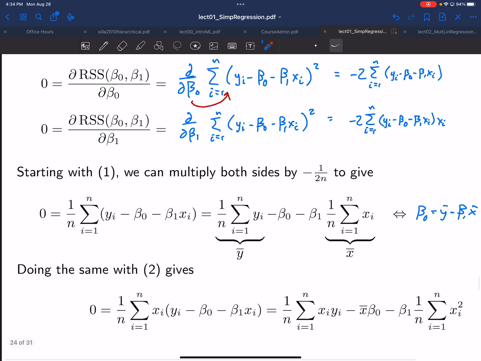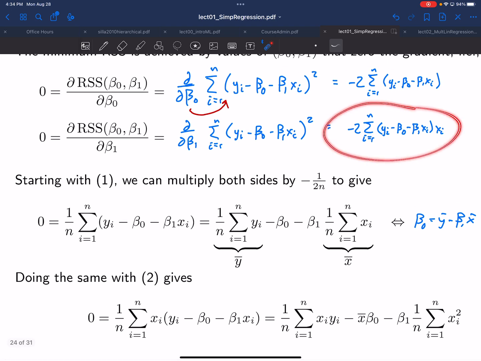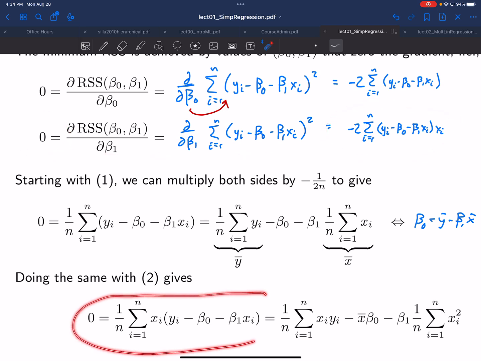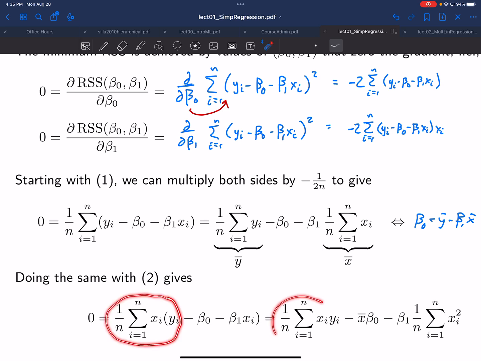Okay, so we're going to do the same thing with the second equation. Multiply both sides of this by minus 1 over 2n, and that will give us this. So here, notice we have the xi, whereas before we did not. So that's the difference. But we proceed in the same way. We just expand this sum into 3 terms.